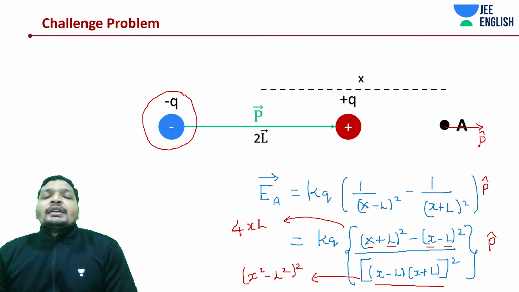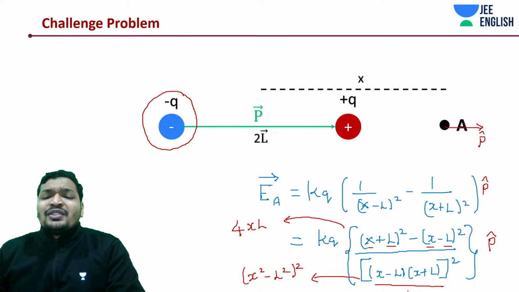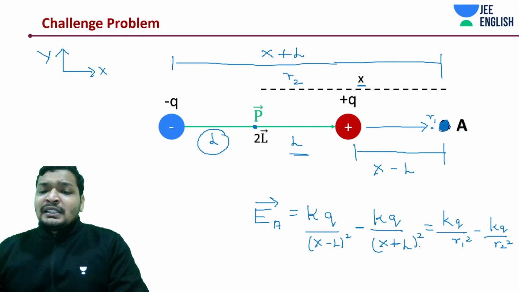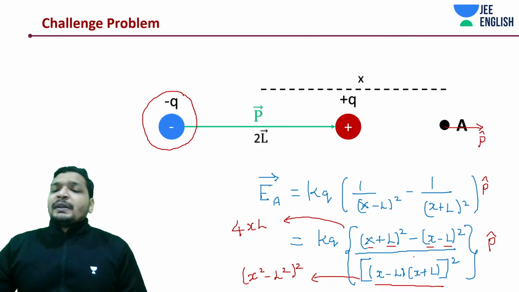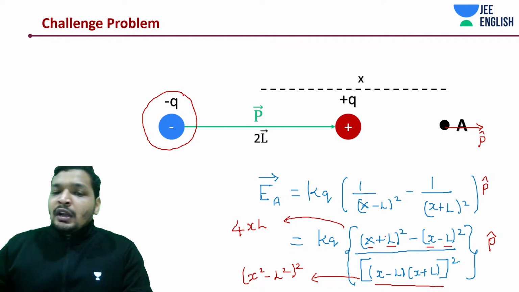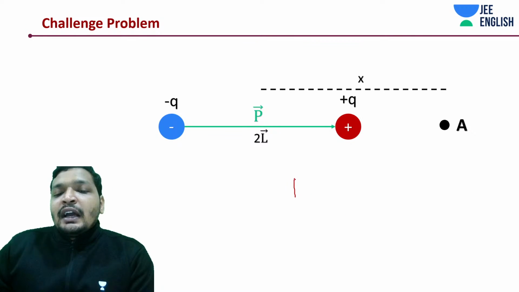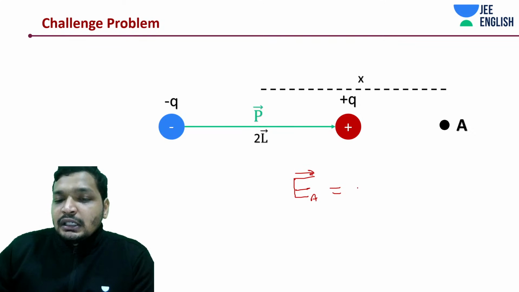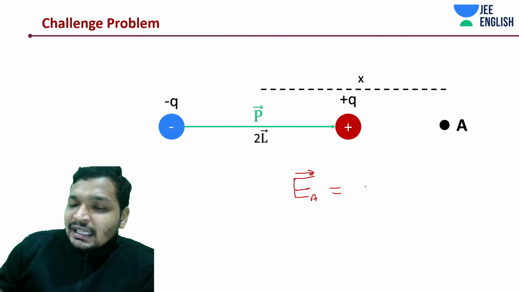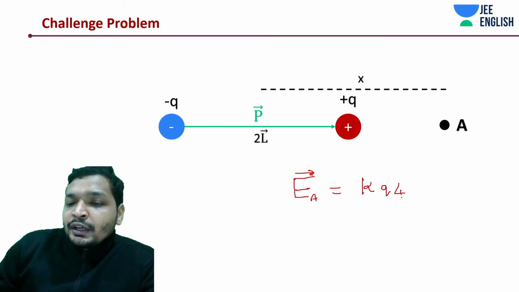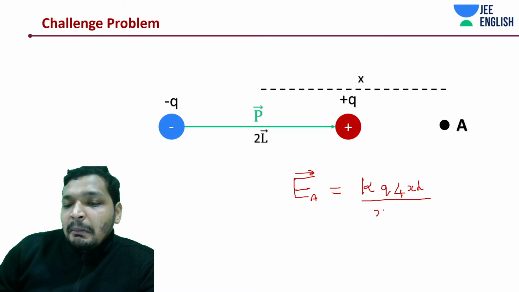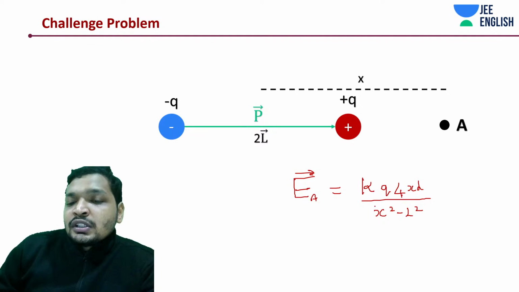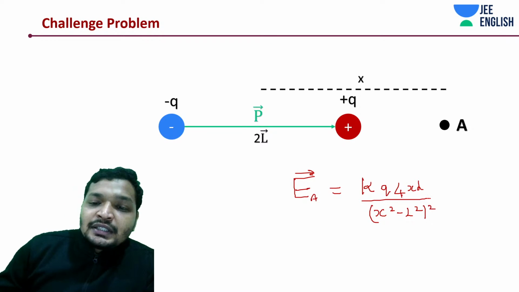Focus, students, focus. It's a simple math-based question, nothing is left over. So remember this P cap, everywhere there was a P cap. I'm just introducing this P cap now so that you understand it better. So let's move on now. Okay, what do we have? The electric field, if you remember from the last equation, has 4xL on the numerator. So this would become k into q into 4 into x into L, divided by (x square minus L square) whole square. Now here comes the twist in this game.